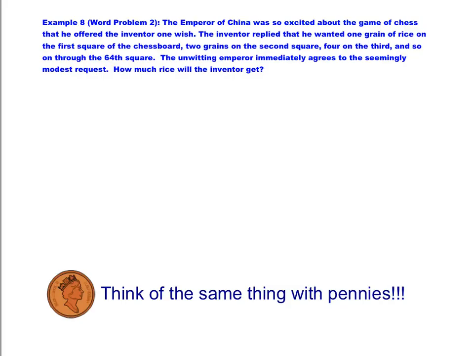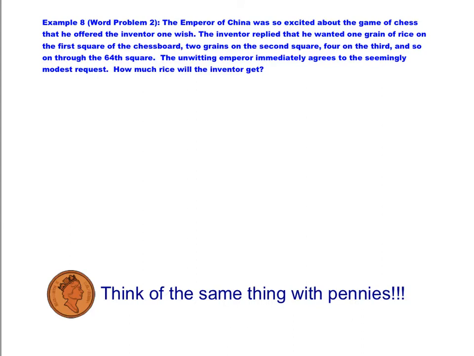Okay, last example here, another word problem. It says the Emperor of China was so excited about the game of chess that he offered an inventor one wish. The inventor replied that he wanted 1 grain of rice on the first square of the chessboard, 2 grains on the second square, 4 on the third, and so on through all 64 squares. The unwitting emperor immediately agrees to the seemingly modest request. How much rice will the inventor get?